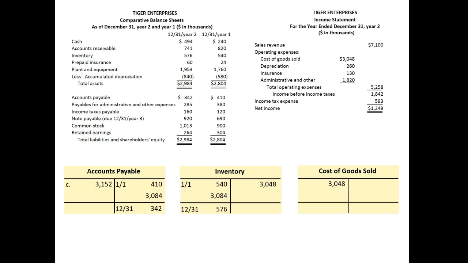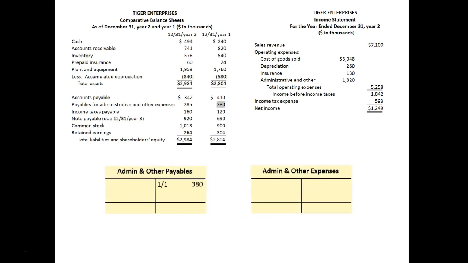Also, we can see what we ended up paying against our payables because we started the year with $410,000. We added to that payable the inventory we purchased. We know what we had to have paid out in accounts payable to end our accounts payable balance at the end of the year of $342,000. So the $3,152,000 is what we ultimately paid out in inventory during the year.